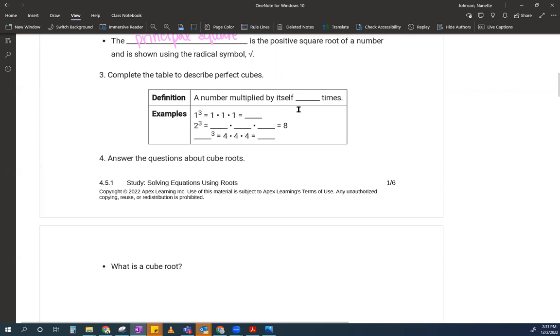A number multiplied by itself blank times. How many times are we multiplying? Oh, 3. So we're going to put 3 in here. We call this cubed. 1 cubed equals 1 times 1 times 1, which is 1. 2 cubed is 2 times 2 times 2, which is 4 times 2, which is 8. 4 cubed is 4 times 4, which is 16, times 4 is 64. When you're multiplying, you're really just multiplying 2 things at a time.